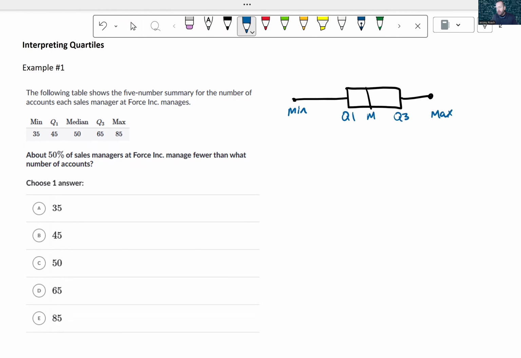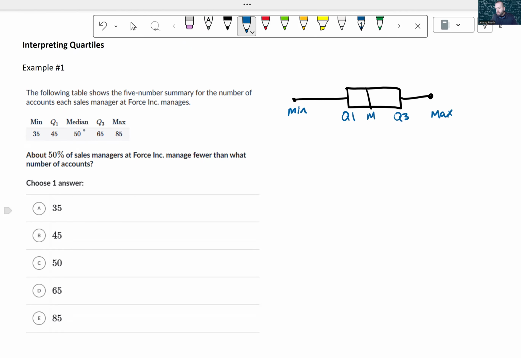This question says about 50% of sales managers at Force Inc. manage fewer than what number of accounts? And so this is the number of accounts that each sales manager manages. That's what these numbers are given to us as. And it says about 50% of these manage fewer than what number?